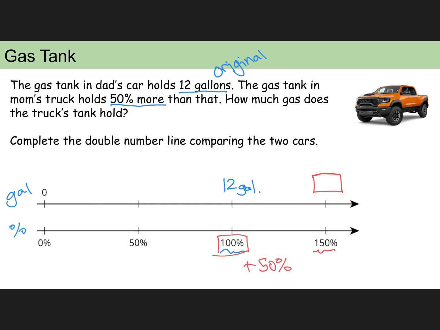Now, one way we can find that is we can go backwards and then forwards. Well, how do I go from 100% to 50%? Divide by 2. So if I divide 12 gallons by 2, I can find that 50% of Dad's car holds 6 gallons. So if I'm trying to go all the way forward and find 150%, all I have to do is add my 50% plus my 100%, or 6 plus 12 is 18 gallons. So this is how much Mom's truck holds.